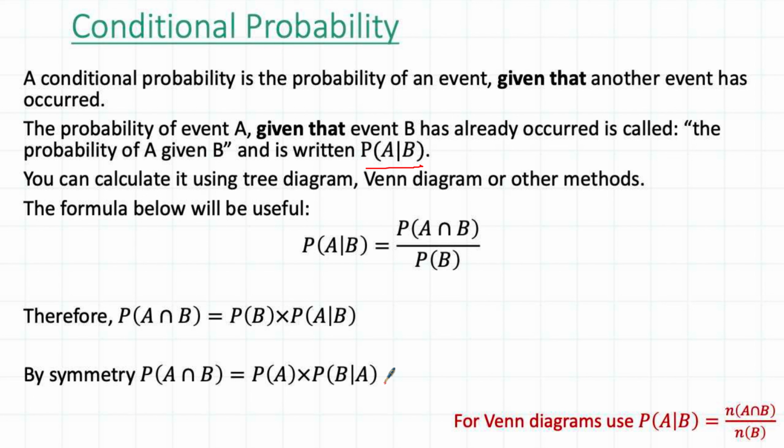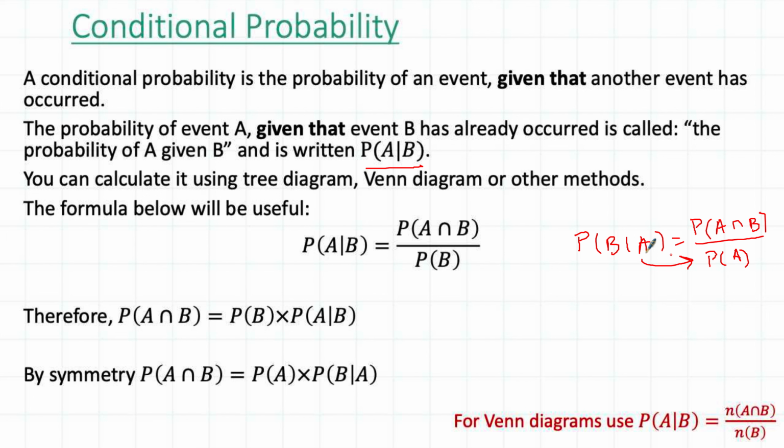And by symmetry, what we mean by symmetry here is that if I switch the probabilities, I can also say the probability of B given A is the probability of them happening at the same time, with the intersection, it doesn't matter which letter you write first, divided by, this time, the probability of A, because it's given that A has happened. So the given condition is always in your denominator.